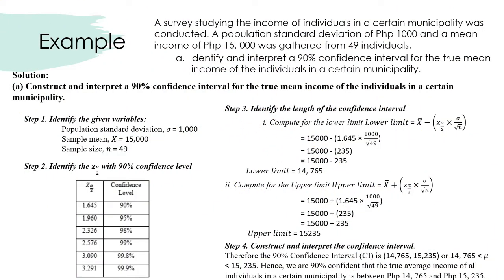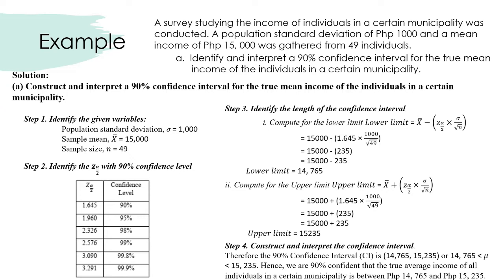Let's have an example. A survey studying the income of individuals in a certain municipality was conducted. A population standard deviation of 1,000 pesos and a mean income of 15,000 pesos was gathered from 49 individuals. The question is, identify and interpret a 90% confidence interval for the true mean income of the individuals in a certain municipality. Let's have the solution. First is to construct and interpret the 90% confidence interval for the true mean income of the individuals in a certain municipality.